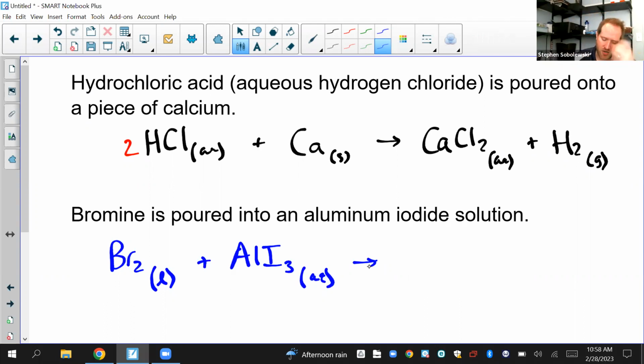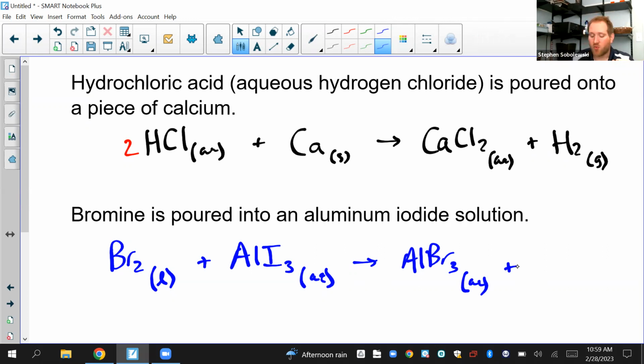So this will occur. We're going to form aluminum bromide, which is not going to be AlBr2. You got to think about it. Aluminum is 3+, bromine is 1-. So aluminum bromide is going to be AlBr3. Because this occurs in solution, this is going to be aqueous. What happens to my iodine? Well, the iodine gets bumped out. So we're going to write just plus iodine.